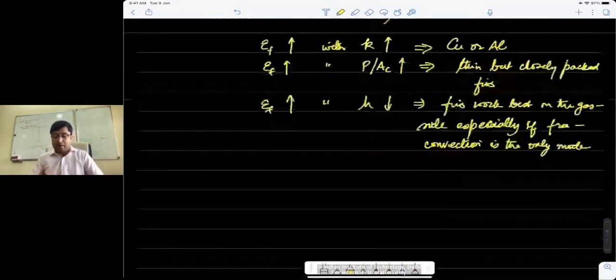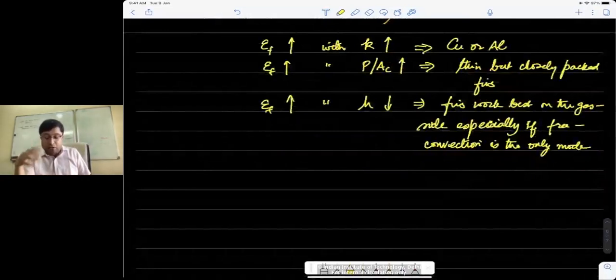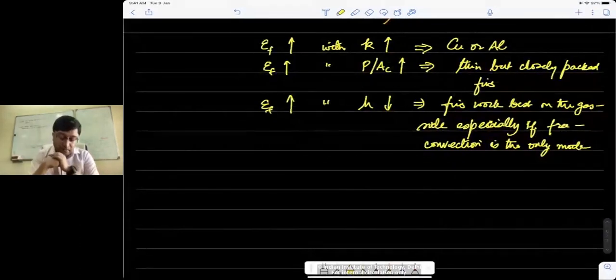So if you do not have the liberty or the freedom of putting a blower there, then if you have free convection and you are, of course, on the gas side, then it would make more sense to use fins there instead of putting them on the liquid side. The liquid side will not actually need a fin because the h value is already so high. Okay.